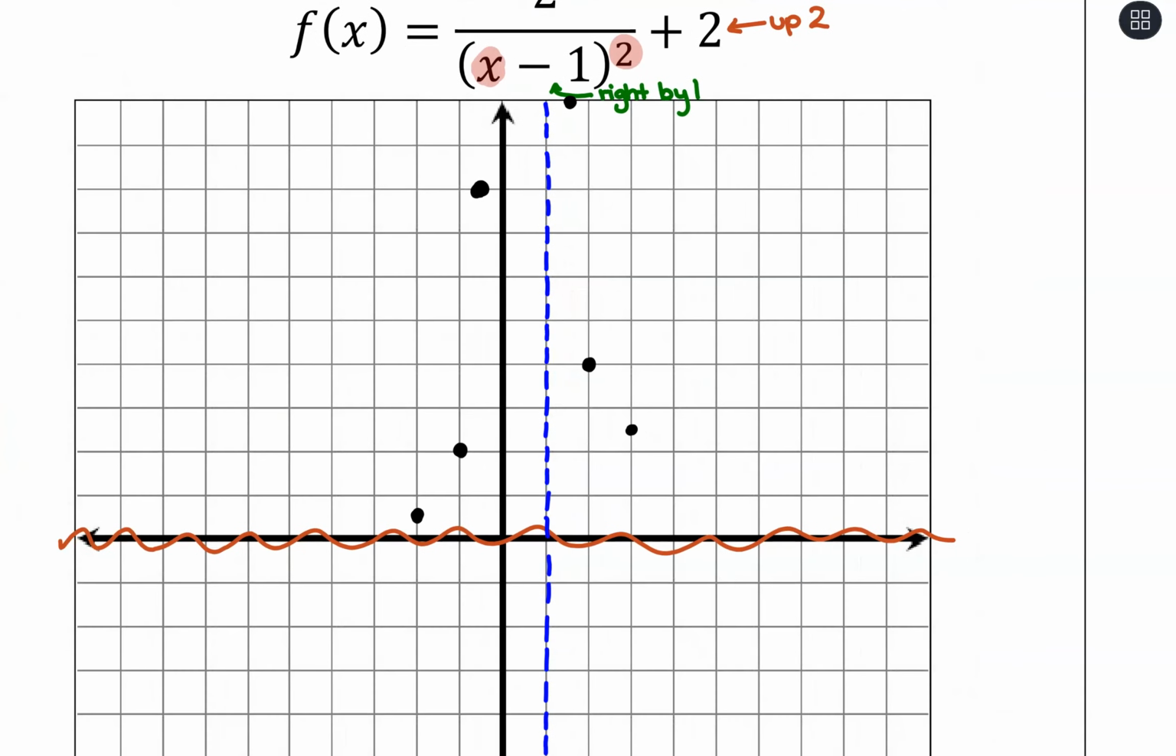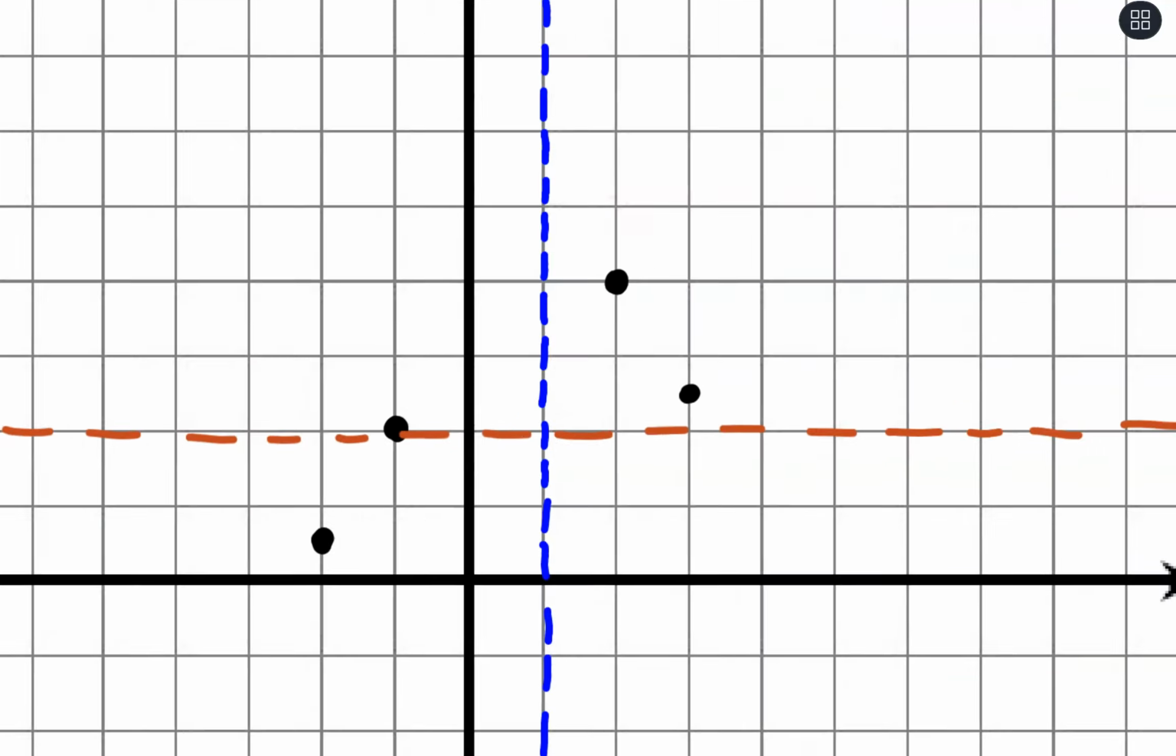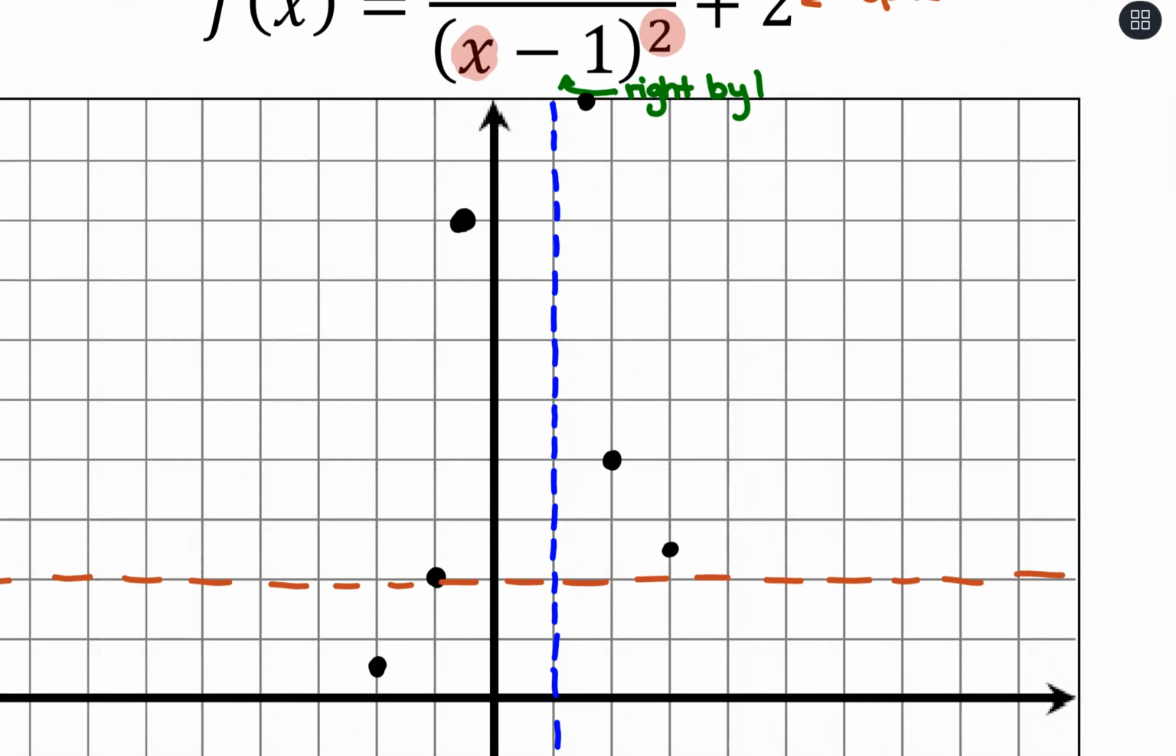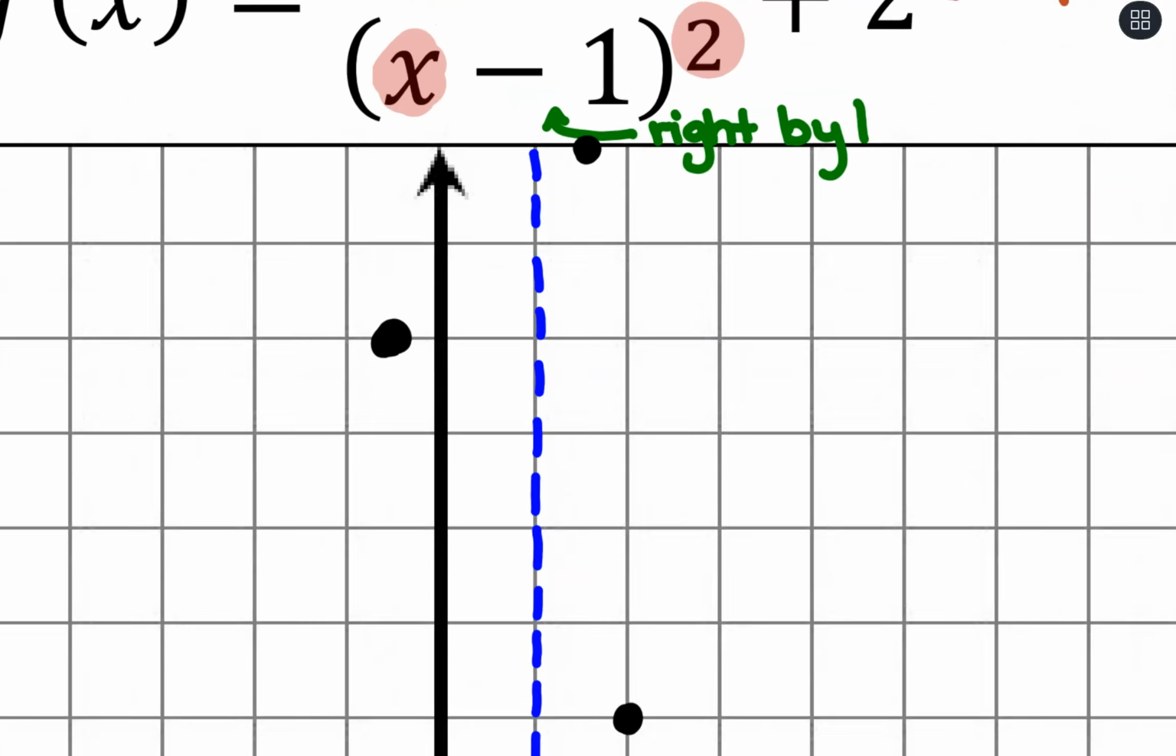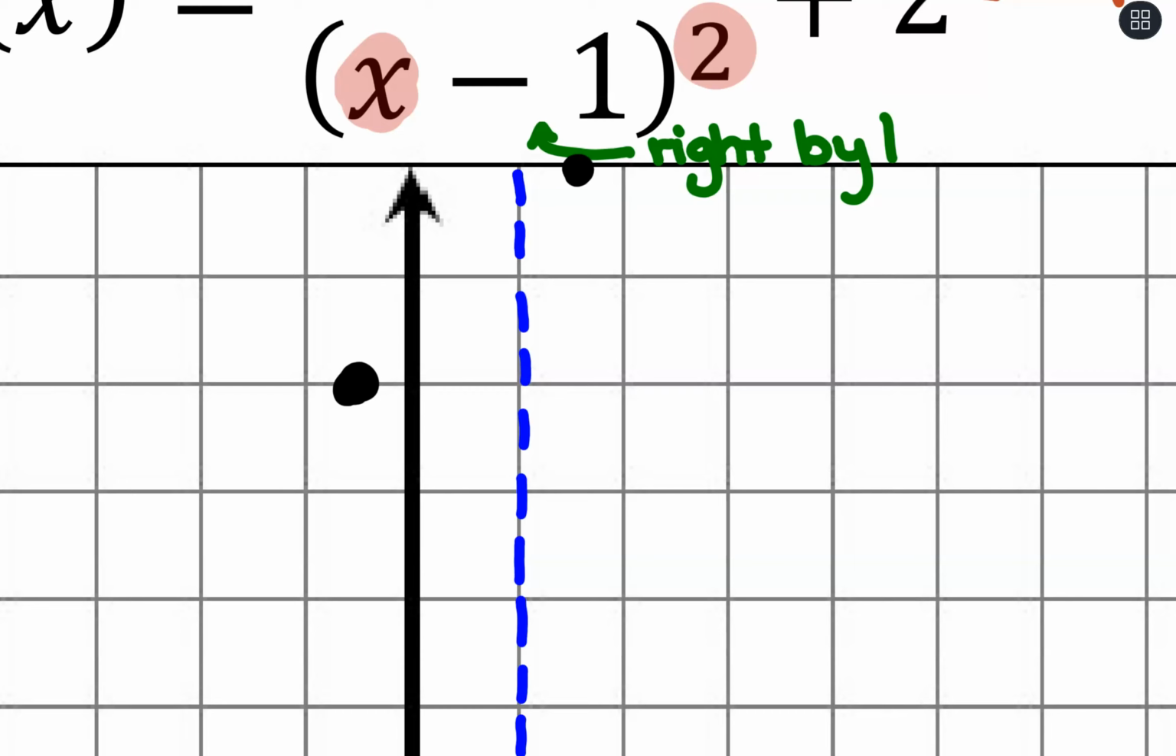And then the same thing with the horizontal asymptote. That one is moving up 2, so that would now be up here. So those are where my asymptotes would end up. They follow the same rules with shifts, and stretches don't really affect them at all.